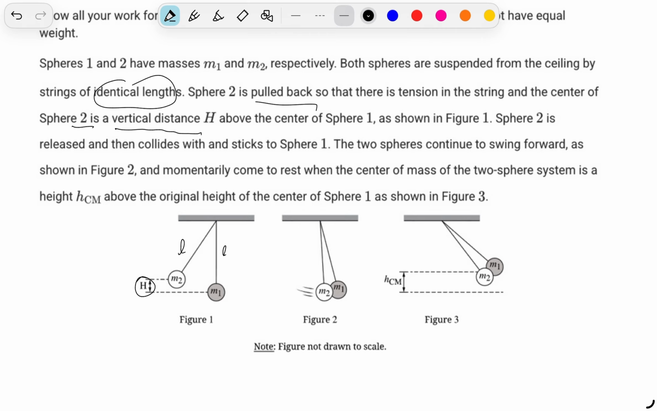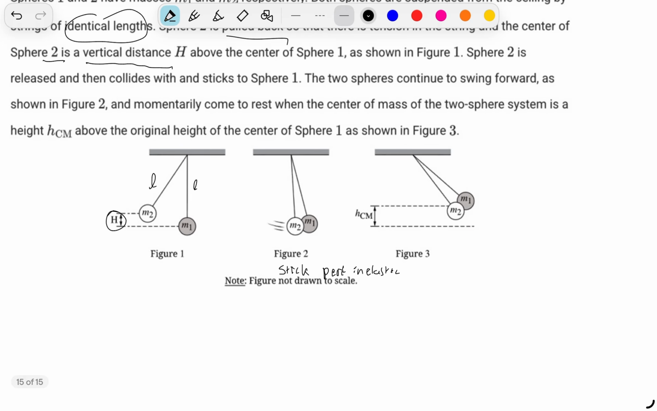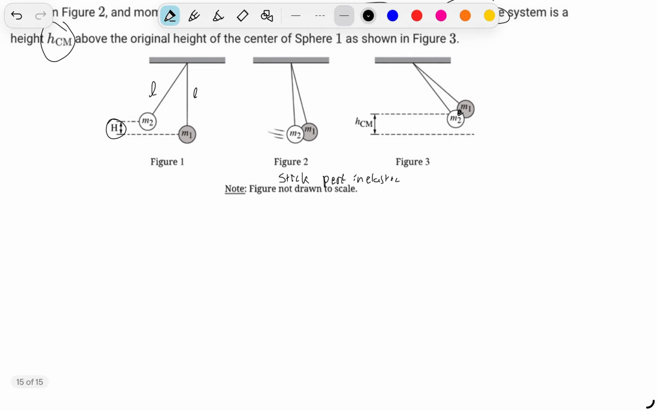Then sphere 2 is released and collides and sticks to sphere 1. That means we have a perfectly inelastic collision, and the two spheres continue to swing forward as shown in figure 2. They momentarily come to rest when the center of mass of the two spheres is at h center of mass, right here, above the original height of sphere 1, as shown in figure 3.